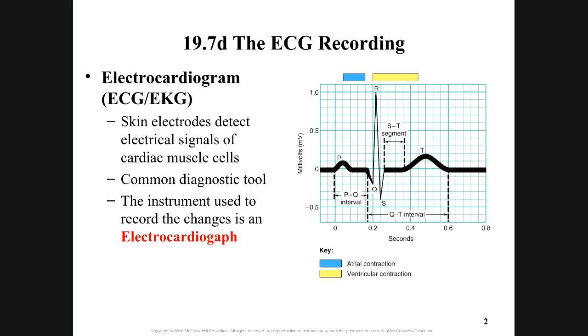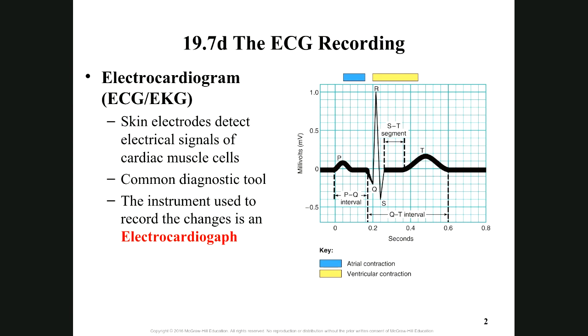Electrical changes within the heart can be detected during a routine physical examination by using electrodes attached to the skin. Usually we put electrodes on the wrist, ankle, and 6 separate locations on our chest. These electrode signals are collected and charted as the electrocardiogram, as you see in this picture. We call it ECG or EKG. This is a common diagnostic tool, and the instrument used for this recording is called an electrocardiograph.